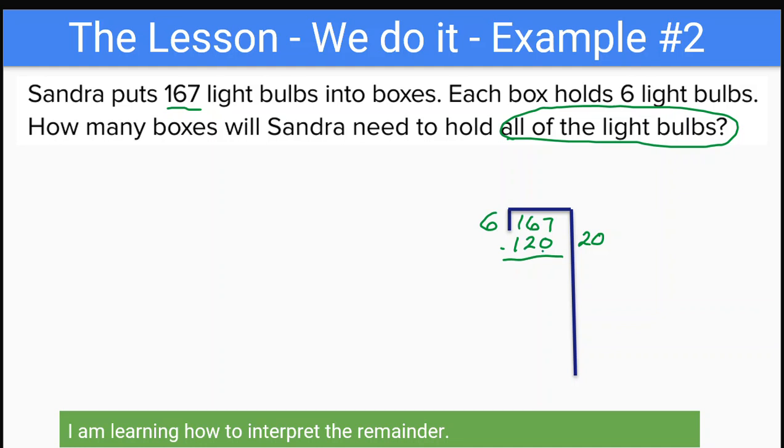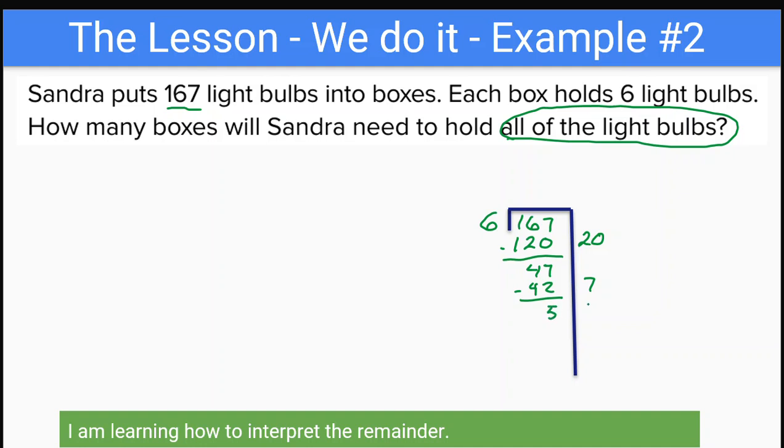167 take away 120, that leaves you with 47. Okay, now how many groups of 6 can go into 47? Well, if I had 7 groups of 6, that would be 42. Okay, 47 take away 42 equals 5.